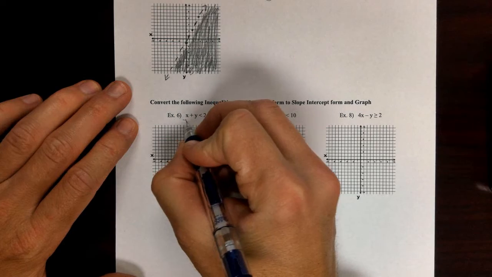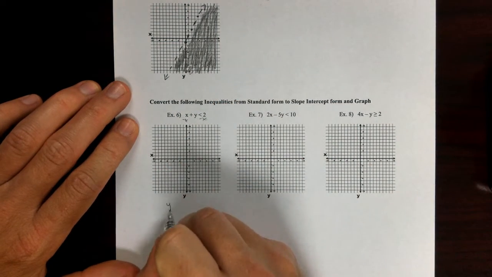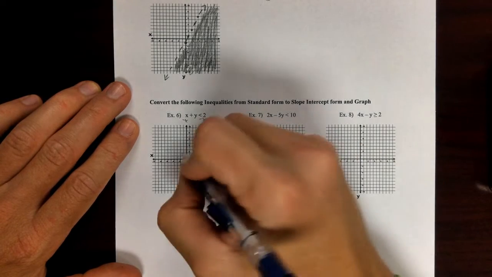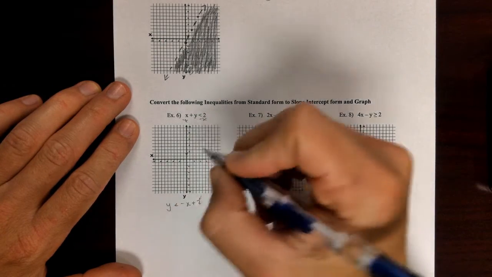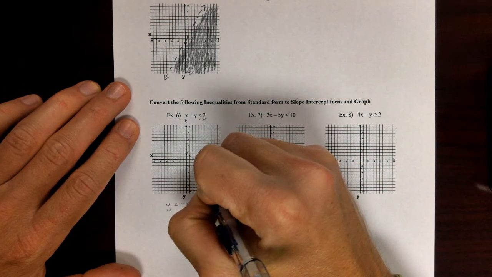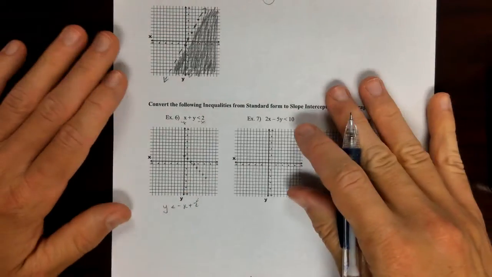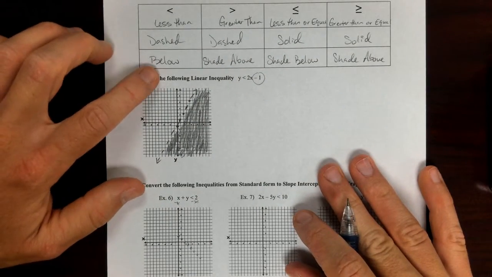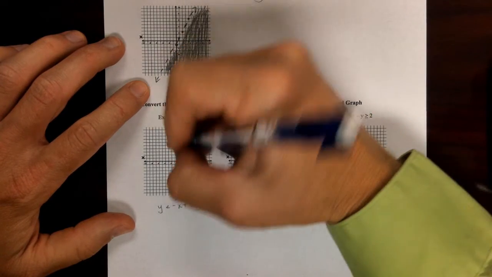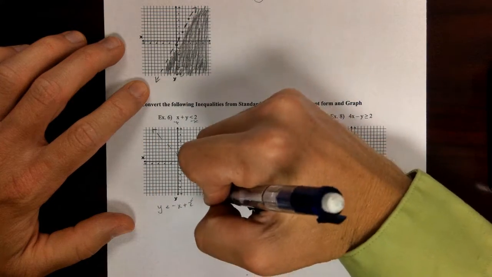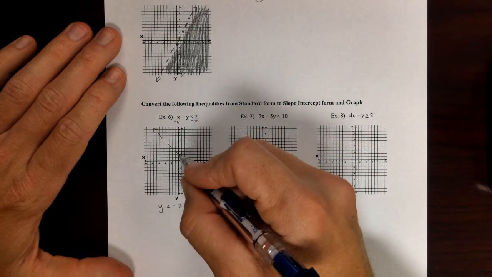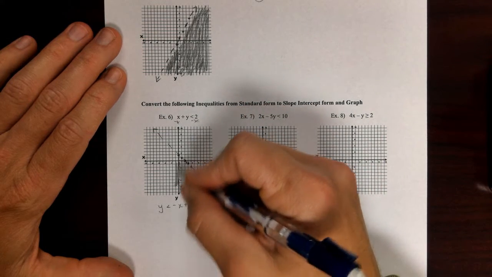So I'm going to subtract x to get y by itself, and I get y is less than negative x plus 2. I'm going to start at my b, my y-intercept of positive 2, so go up 2. From there I'm going to go down 1 over 1. Now it's a less than symbol, so less than tells me it's dashed, and I'm shading below. So I'm going to connect these dots with a dashed line. And again, that means that none of those points on the line are solutions. And if it's a less than symbol, I shade below. So here's my y-intercept, go down, and I'm shading down here.